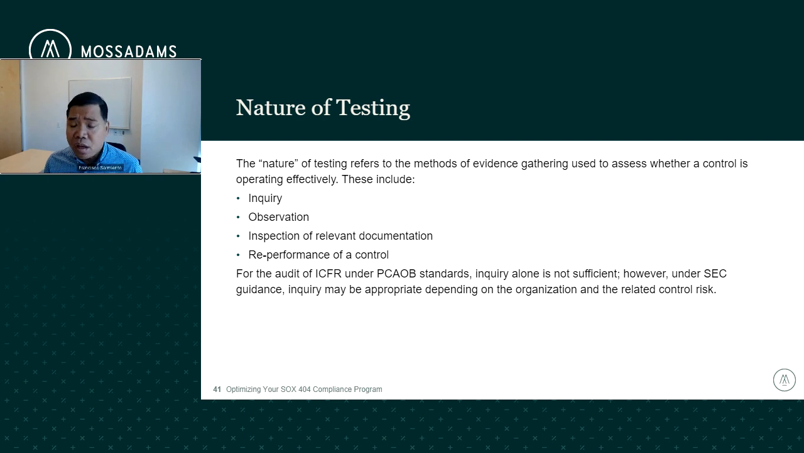properly. For the audit of ICFR under PCAOB, inquiry alone is not sufficient. So it should be inquiry plus an additional procedure. It doesn't necessarily describe what the specific test is, but the higher the level of the risk on the control, the more evidence, or more need for inspection or reperformance.